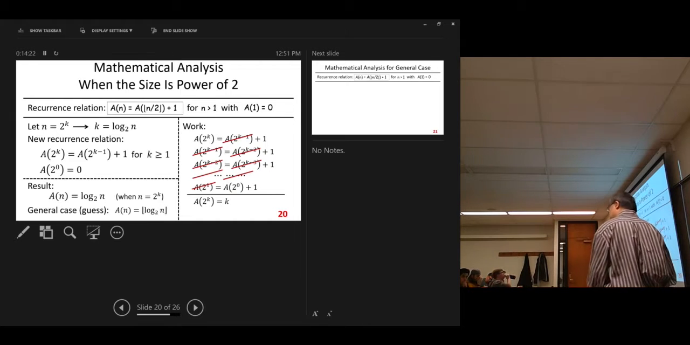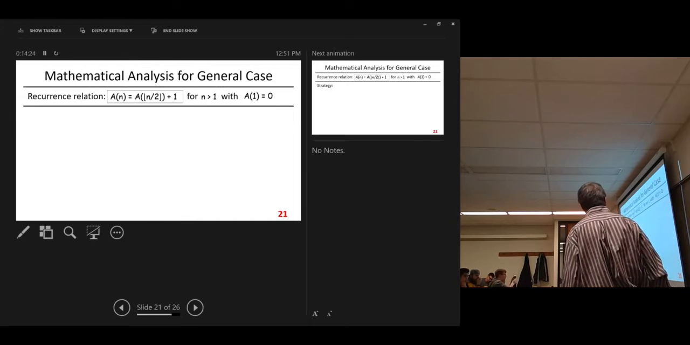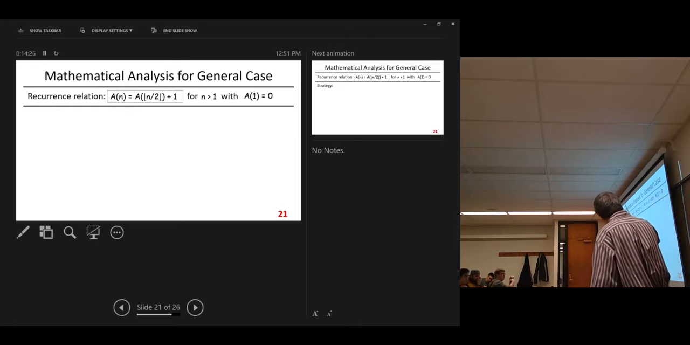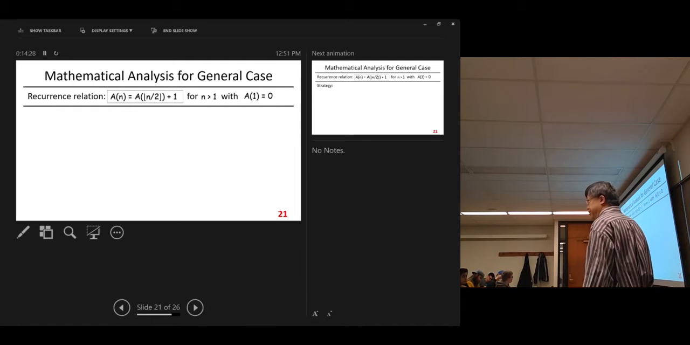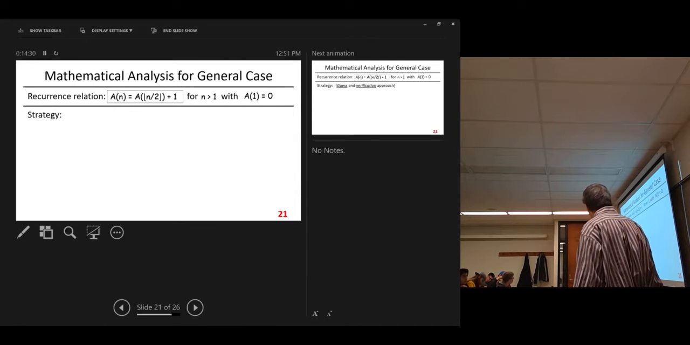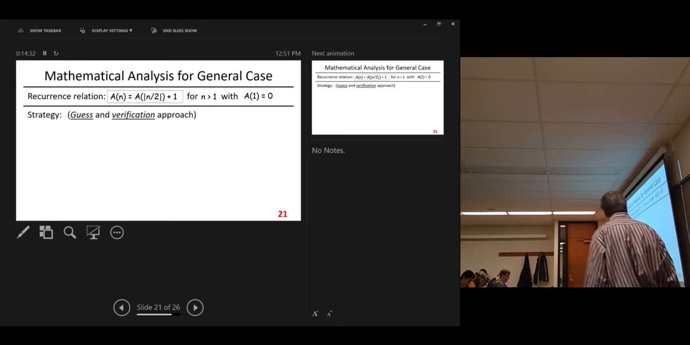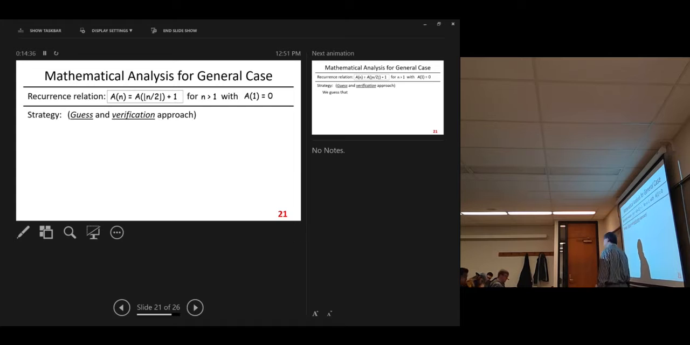Next, we want to prove it. Mathematically, we want to prove it. Mathematical analysis for the general case. We have a guess, so let's prove it. Guess and verification approach. So you need to make the right guess first. We hope it's right. We guess that A of n is this function, the floor function.